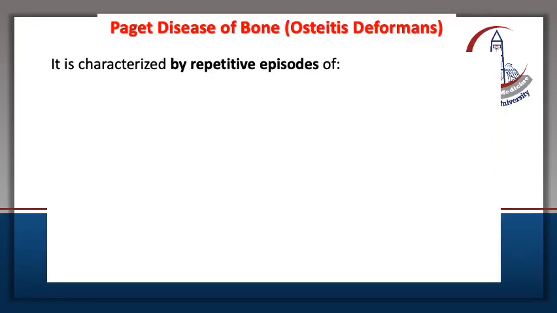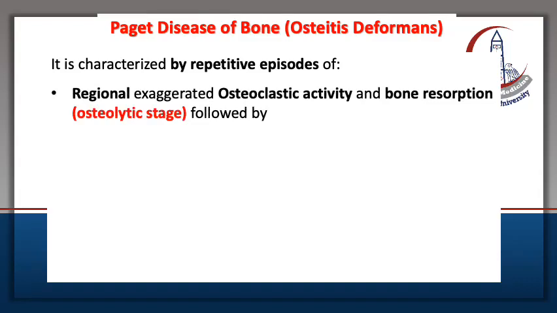Paget disease of bone, or another name, osteitis deformans, is characterized by repetitive episodes of regional exaggerated osteoclastic activity and bone resorption. So, the pathogenesis of this disease starts by overactivity of osteoclasts that leads to bone resorption. This is the osteolytic stage. The bone is eaten up.